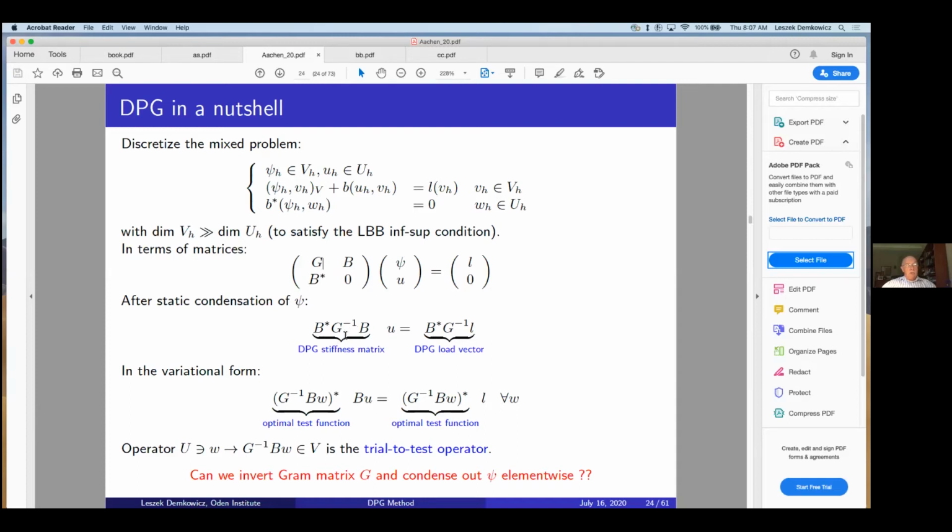So this is B, G inverse, B star on the left. Now, if G were identity, like it is in the least squares method, you would have B B star, the standard normal equation. But in DPG, you have this G inverse inserted, and that makes a hell of a difference. So the overall concept is that instead of discretizing the original problem, you discretize the mixed problem, and then you formulate these matrices, you solve your system, and you proceed as usual. Now, if you write this equation in the variational form, then you arrive at the problem of optimal testing, and this is your optimal test function. Okay, so the big practical question here is, of course, I don't want to do this inversion of G globally.